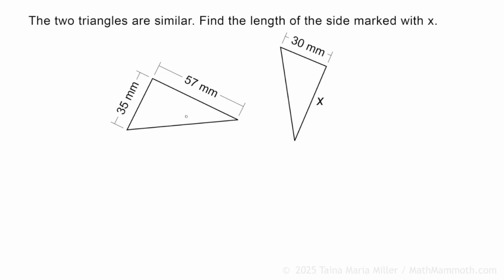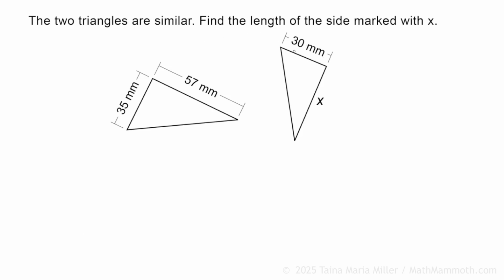The two triangles are similar. So therefore, there's a scale factor involved, and you could calculate the scale factor. Now, 30 millimeters is given. Does it correspond with this or that side? Well, 30 millimeters is shorter than x, so it corresponds with the 35 millimeter side. So the 35 millimeter side became 30 millimeters.